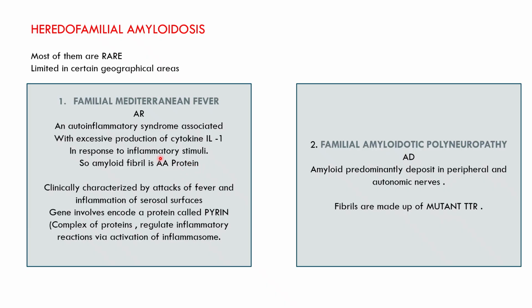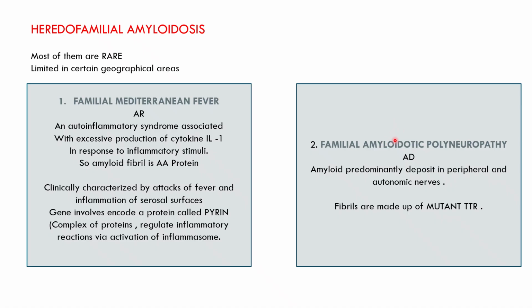As I discussed earlier, in inflammatory condition, there is macrophage activation, there is interleukin 1 and 6 production, there is stimulation of the liver for the production of SAA. So in inflammatory condition, the amyloid fibril is AA. There are attacks of fever and inflammation of the serosal surface, and the gene involved encodes a protein called pyrin.